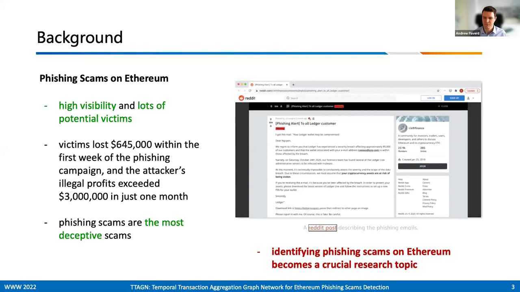of potential victims. Based on a 2021 report from Chainalysis, victims lost $645,000 within the first week of a phishing campaign, and the attacker's illegal profit exceeds $3 million in just 1 month. Phishing scams cause great economic losses and have become a major threat to the trading security of Ethereum. Chainalysis shows that phishing scams are the most deceptive scams, accounting for 50% of malicious fraud in the blockchain. Therefore, identifying phishing scams on Ethereum becomes an urgent and critical issue.